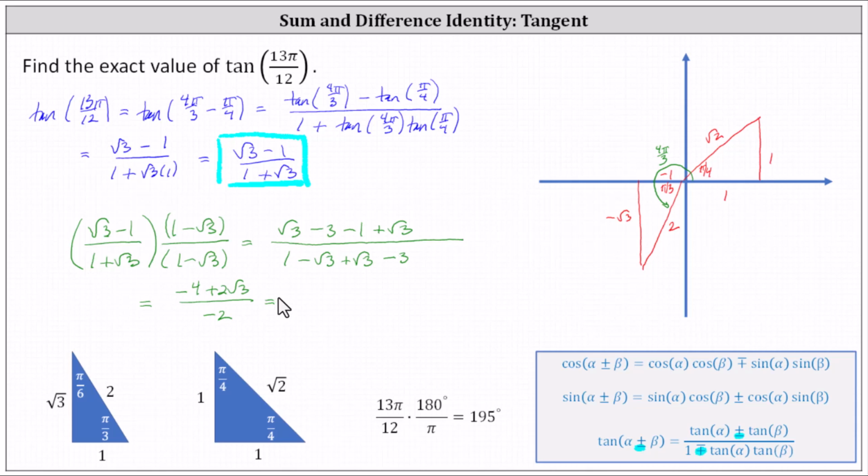To simplify, let's write this as negative 4 divided by negative 2 plus 2 square root 3 divided by negative 2, which simplifies to positive 2 plus negative square root 3, or just 2 minus square root 3. We can also express the exact value as 2 minus square root 3.